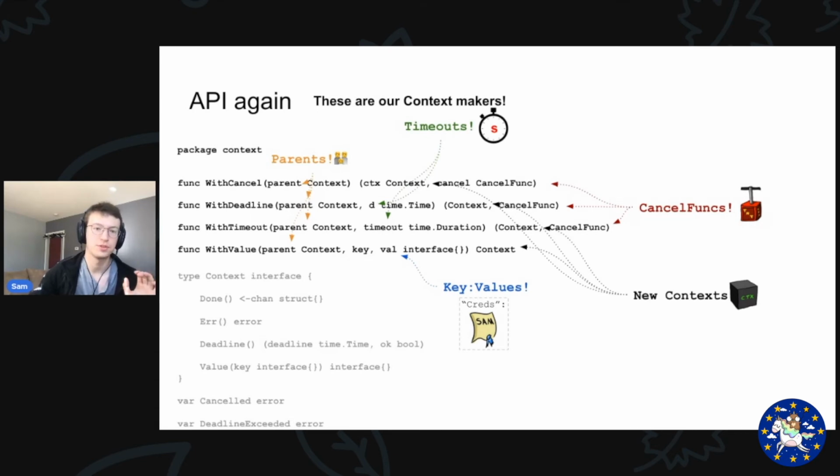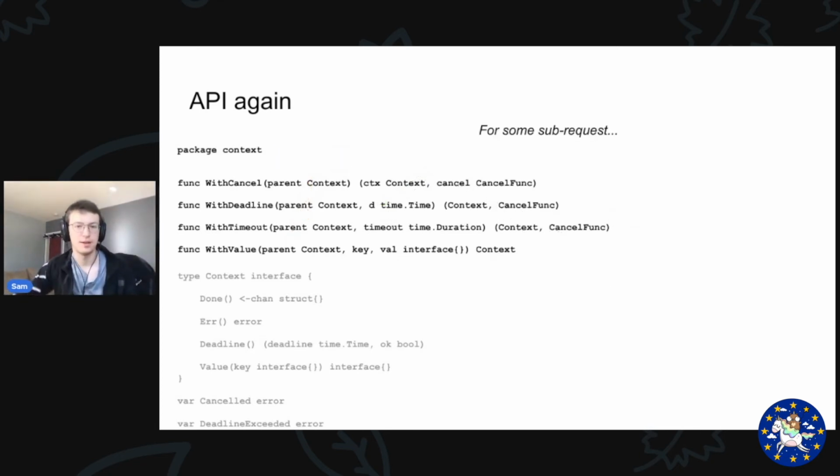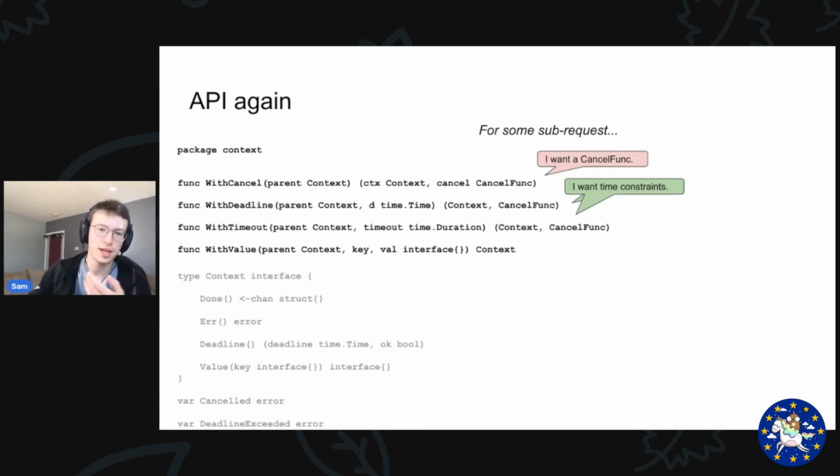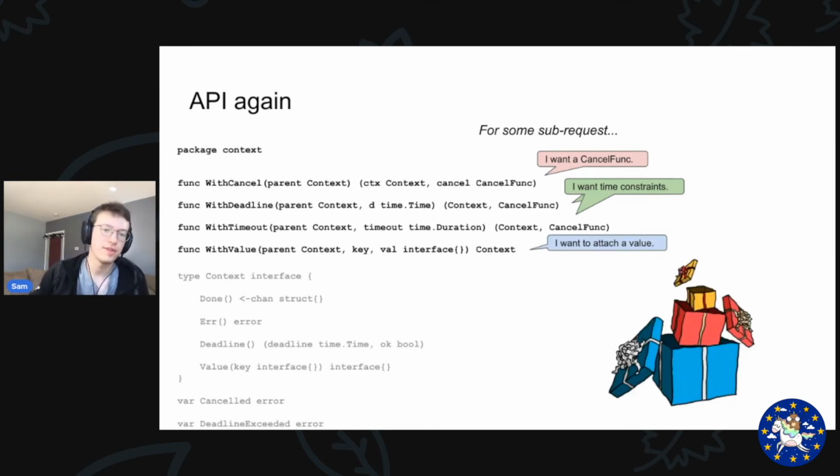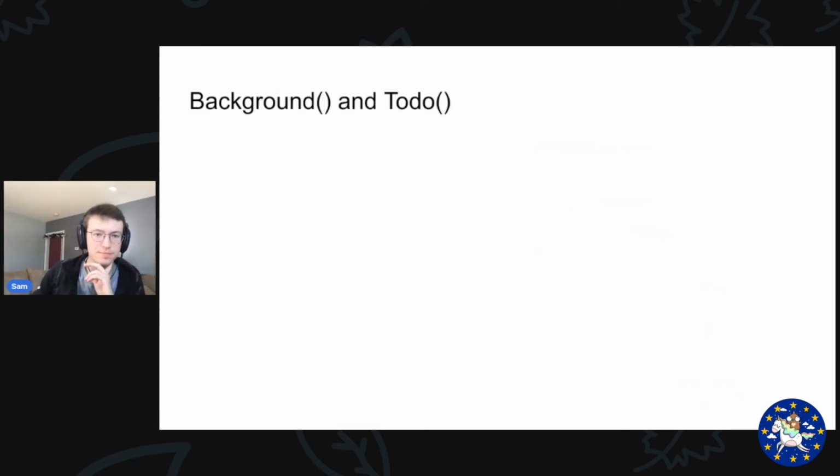The top 3 return a cancel function that you can optionally call to immediately mark that new output context as canceled. And so if you're making a sub request and you want a cancel function, you just call with cancel. If you want time constraints, you call with deadline or with timeout. And if you want to attach some key value pair, you call with value. Pretty straightforward. And it builds up. It's okay to call these functions in series a whole bunch of times to build up whatever set of key value pairs you want.